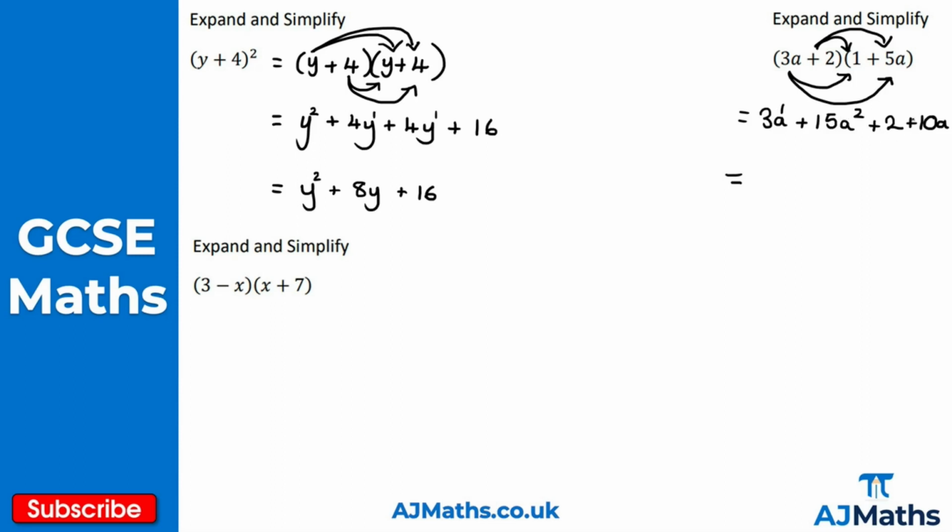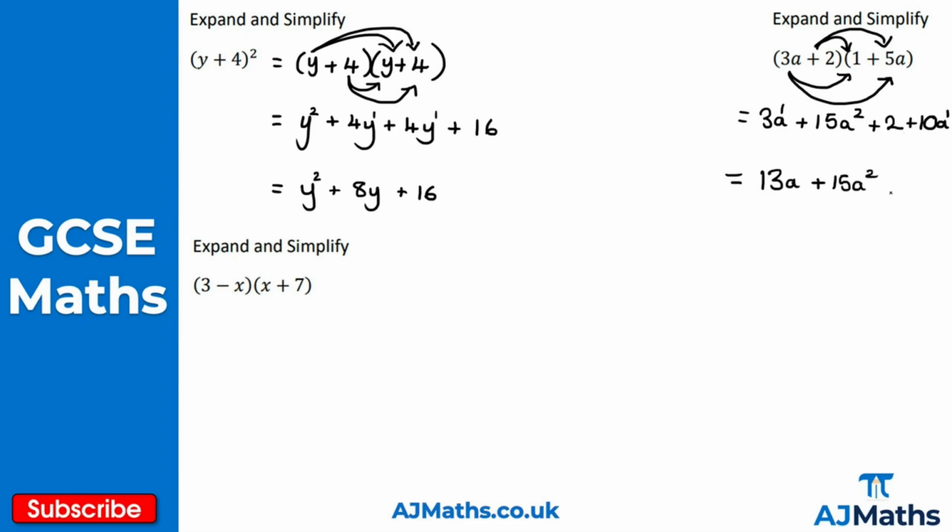So we look along. Can't do anything with the 2. There's no a there. But this 10a here, this is a power 1. So we can add those together. So 3a plus 10a to the 1. That's going to give me 13a. We've then got 15a squared. There is no other squared terms. That's a 2 and that's a 10a, which we've already simplified. So in that case, we just get 15a squared.